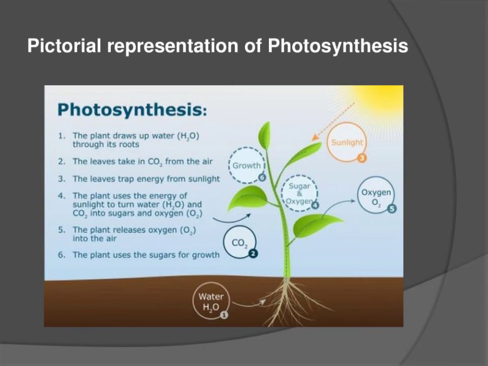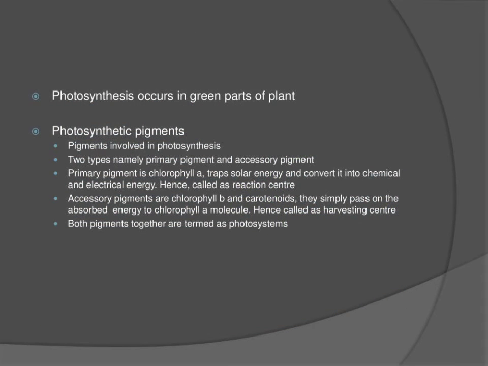Next, as I have told, photosynthesis occurs in green parts of plants like leaves, stem and floral buds. All these parts of the plant are green in color and contain chlorophyll. Since they contain chlorophyll, they take part in photosynthesis. Next, we are going to see photosynthetic pigments. Certain pigments are involved in photosynthesis.